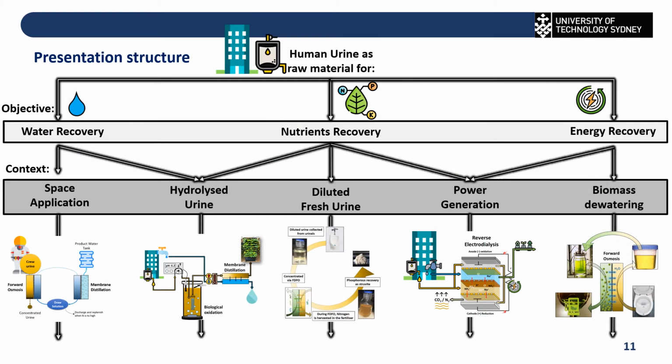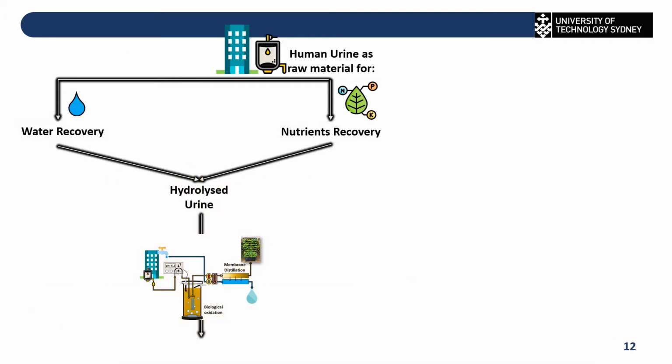So this is our presentation structure. Water, nutrients, and energy are our main concern. In this presentation, we utilize hydrolyzed urine and diluted fresh urine, and then power generation using membrane bioreactor, forward osmosis, and then the reverse electrodialysis process.